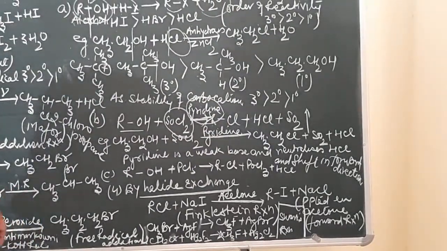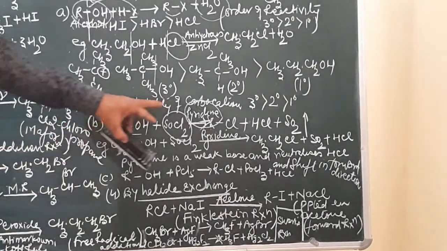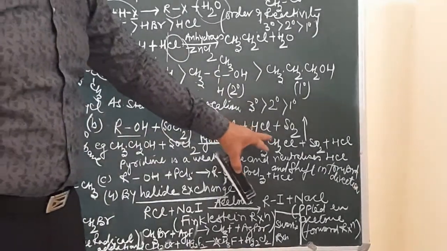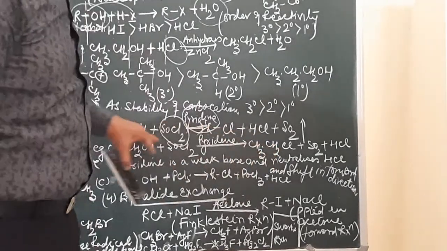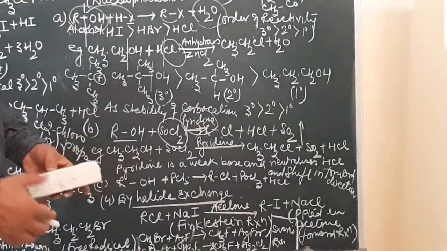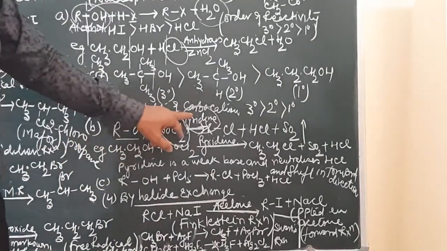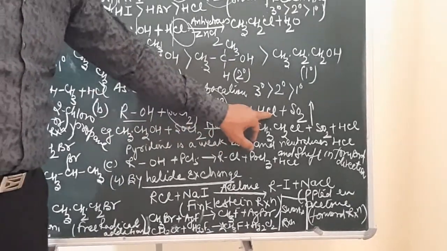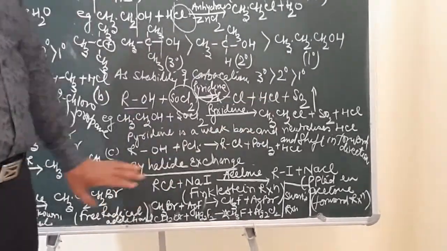Pyridine, as we all know, is a base. So this base will react with HCl, which is an acid, and neutralize it, and hence favors the reaction to shift in the forward direction. So the question that will be asked in this case will be, why do we use pyridine? It will neutralize the HCl formed and favor the forward reaction.